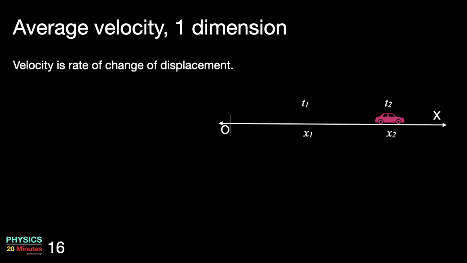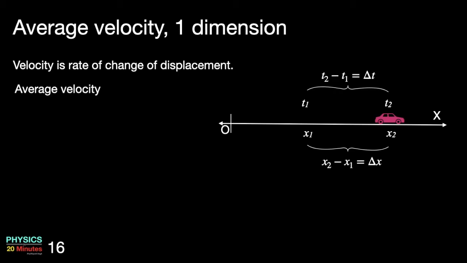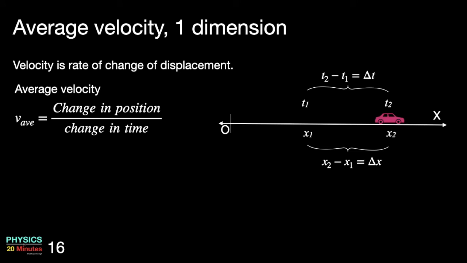So its displacement is given by x2 minus x1, which we can write as delta x, and the time interval needed for the displacement can be written as t2 minus t1 or delta t. Therefore the average velocity, which is defined as change in position per unit change in time, can be written as x2 minus x1 upon t2 minus t1, which can be written as delta x upon delta t.